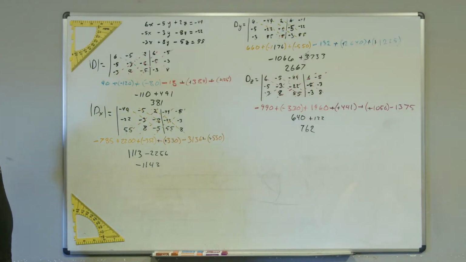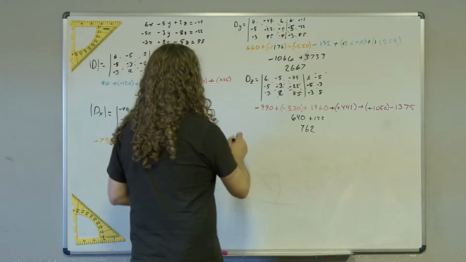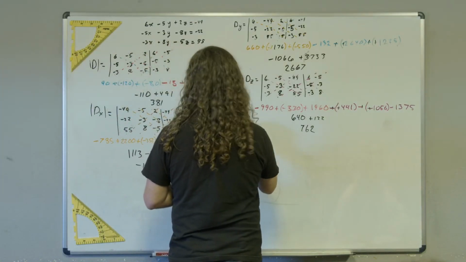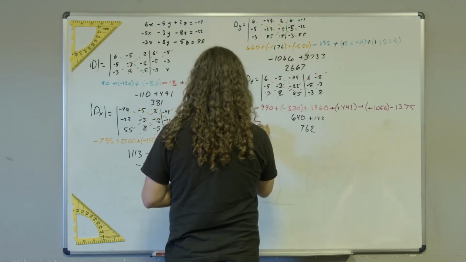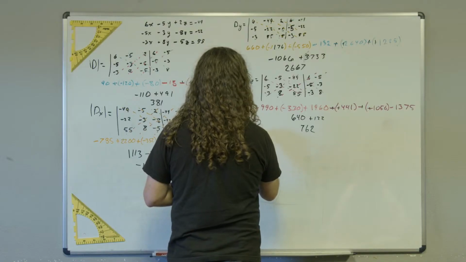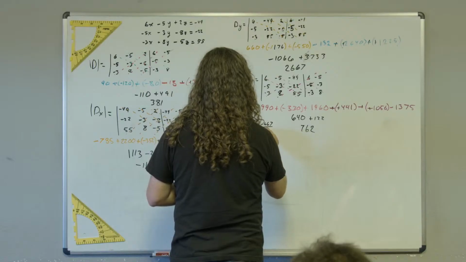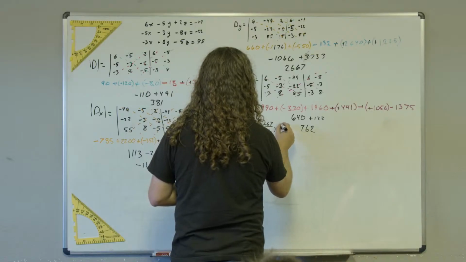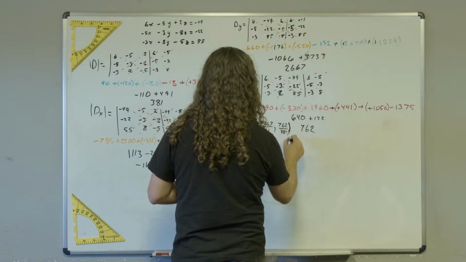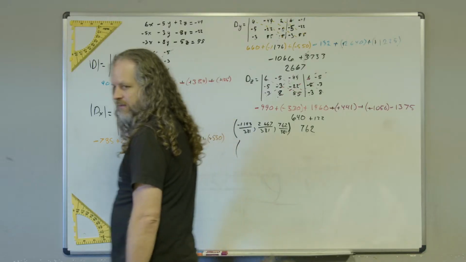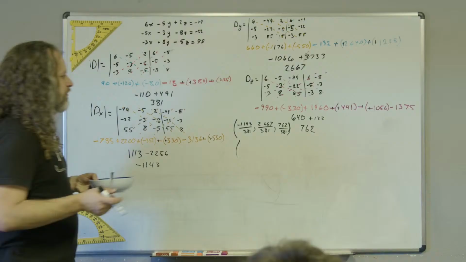Now what? Now you put all of those numbers over the D. So it's negative 1,143 over 381, and 2,667 over 381, and 762 over 381. And then we reduce those and we get what? Negative 3.